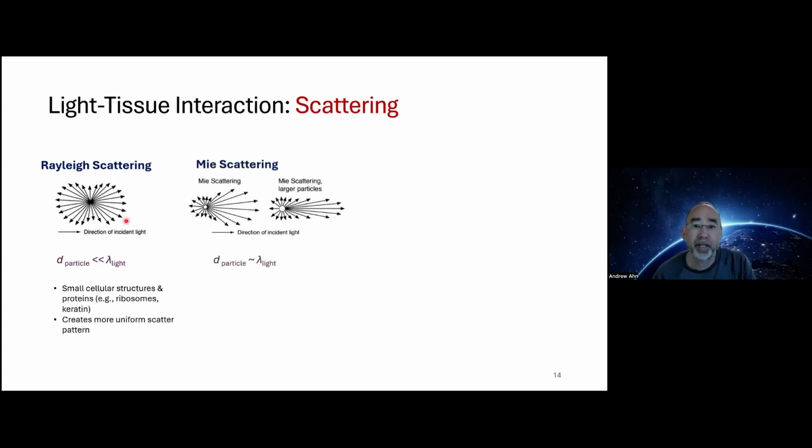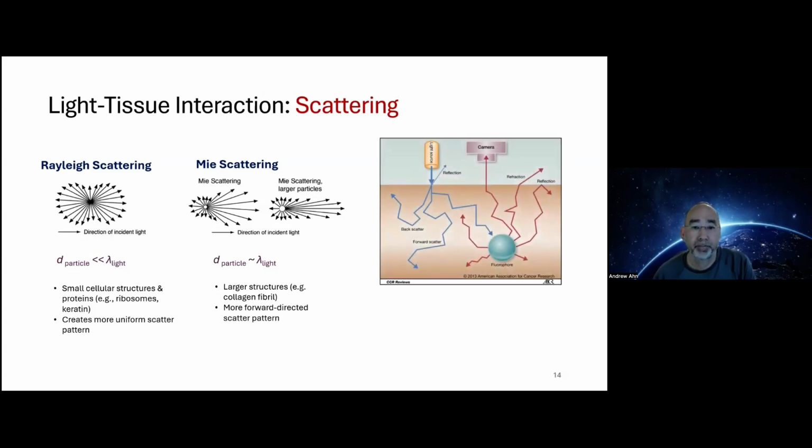The second is Mie scattering. This occurs when light interacts with particles similar in size to the light wavelength. And in tissues, this mainly happens with larger protein structures like collagen fibers, which are prominent in the dermis layer of the skin. And Mie scattering creates a somewhat forward-directed scattered pattern.